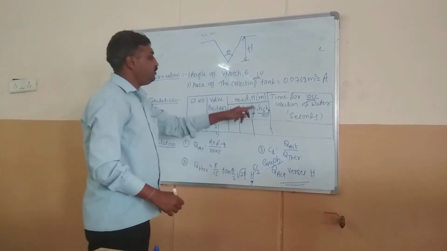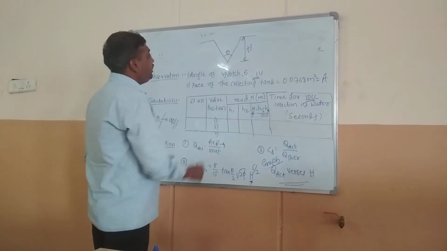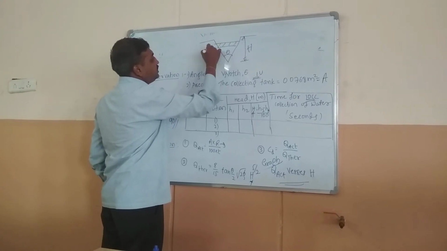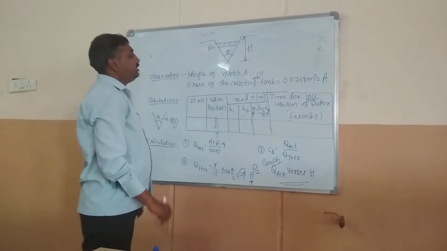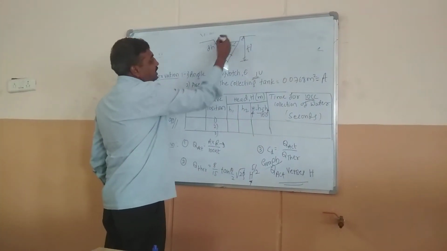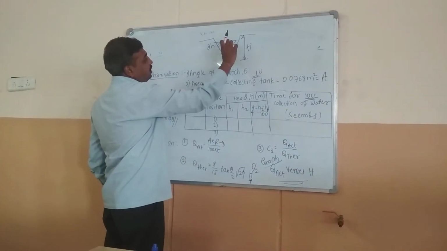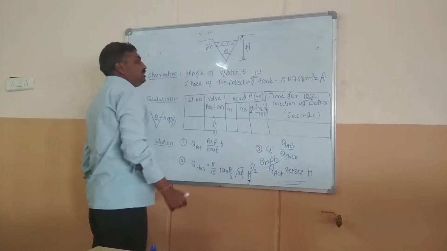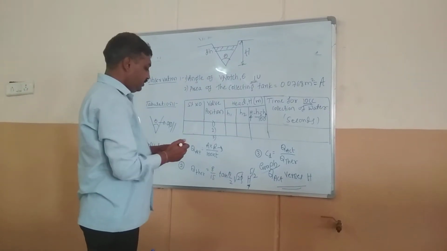That h we find out here. And this small strip, if I am considering, this is dh. Okay, that is dh. So the amount of water that is coming out of this V naught, that is called as net by.